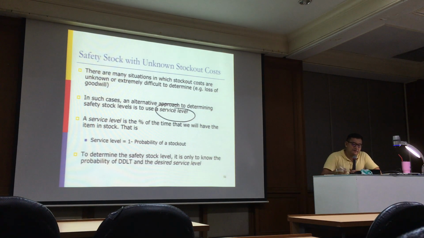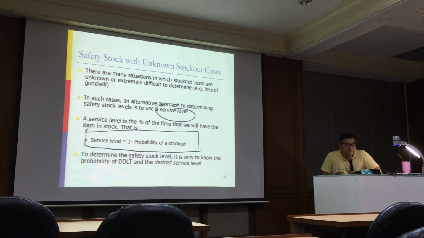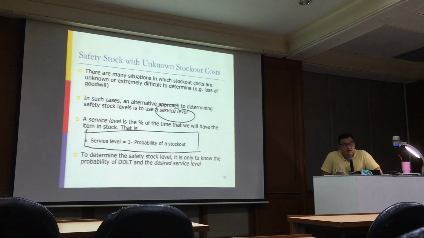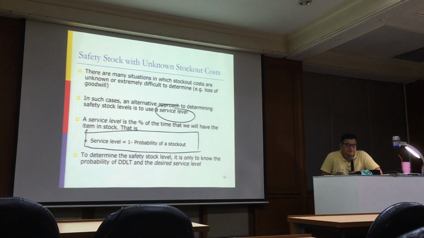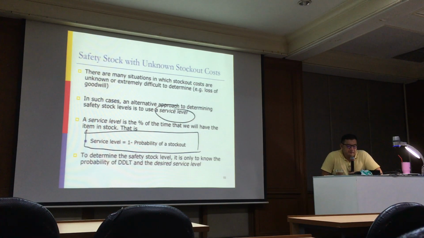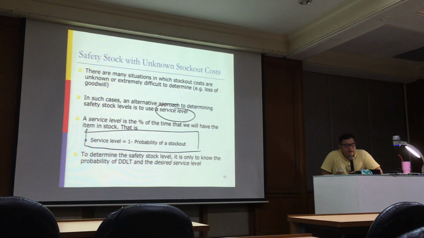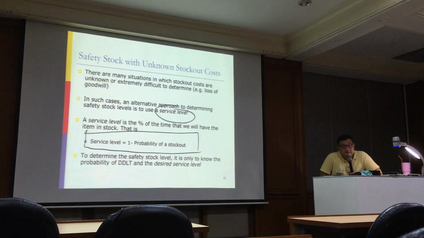Okay, so with this condition we can know that the service level is the probability of 1 minus the probability of stock out. We can use this condition to calculate the safety stock in the case of unknown stock out cost. So in order to determine the safety stock, we need to know about the service level and the probability of demand during lead time. But anyway, how can we know about service level? So this is about the design service level.